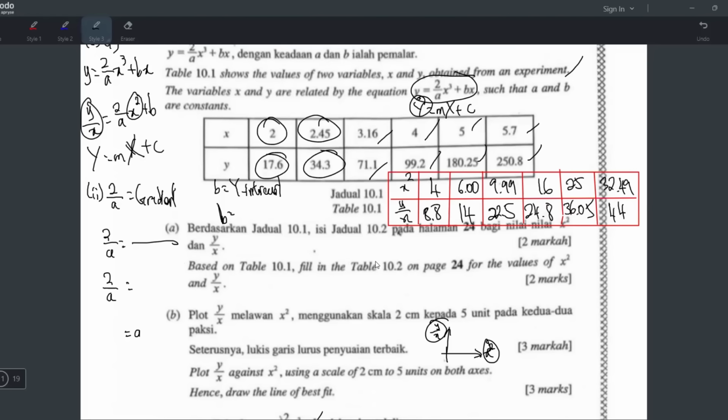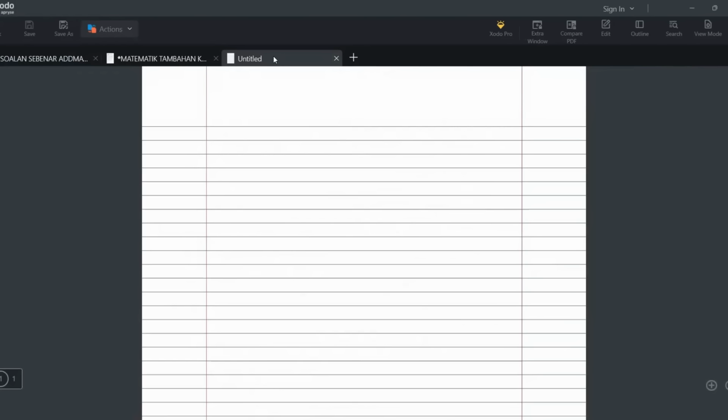So B: plot y over x against x squared using a scale of 2 cm to 5 on both axes. Draw the line of best fit. So this is where we have to use the graph paper. They already give the scale, 2 cm to 5 on both axes. And you already know all the values are positive from looking at the table. So if everything is positive, your origin should be at the bottom left. Origin is the 0, 0.